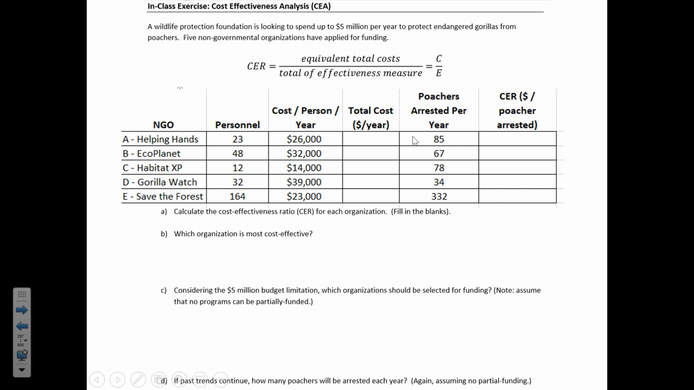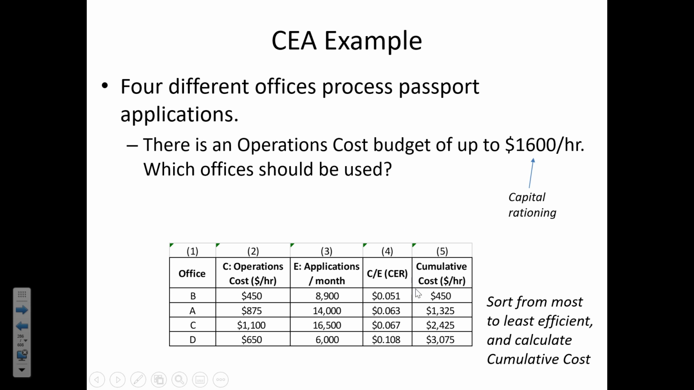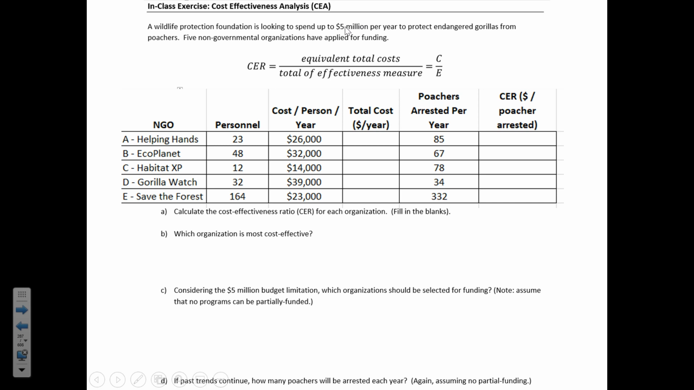And so finally, the last thing that you're going to do is rank in order of most efficient to least efficient and calculate this cumulative cost. And the reason why is we want to find out, if you've only got $5 million to spend, which of these should be funded. And what we're assuming here is no partial funding. That means you can't give some of the leftover money to partly operating one of the less efficient organizations. You either fully fund them or you don't fund them at all. So the question is, which ones should you fund and how much should they get?